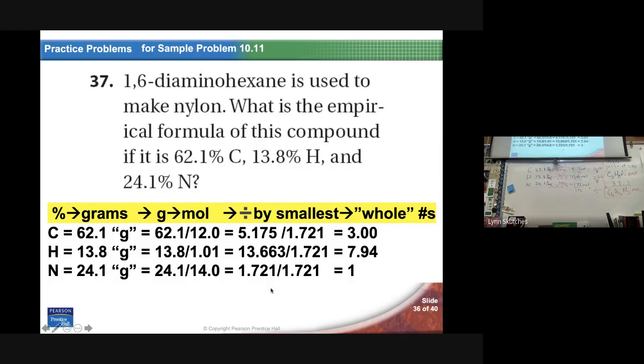You can't, yeah, maybe you can. Maybe you can now that I showed you. But we're going to learn how to take empirical formulas to calculate molecular formulas. I guess tomorrow. Let's see.